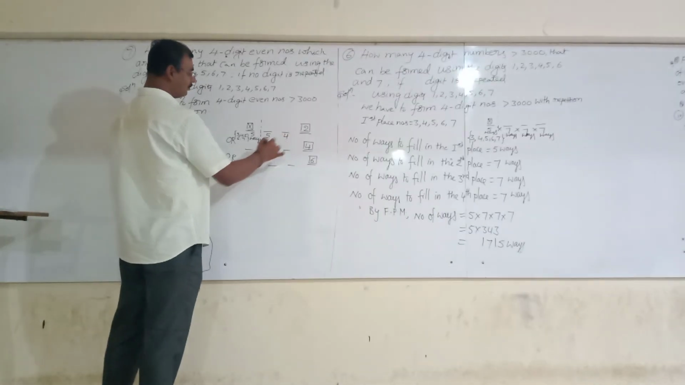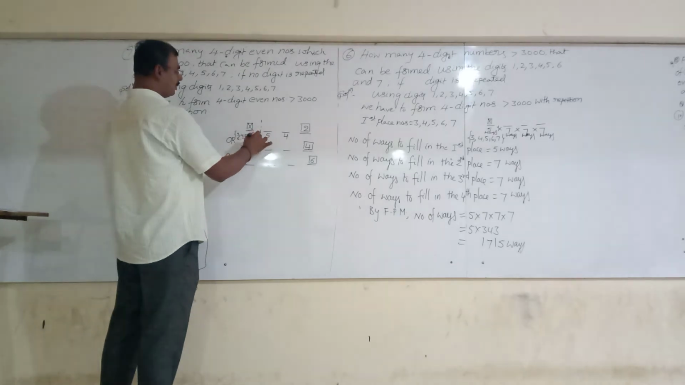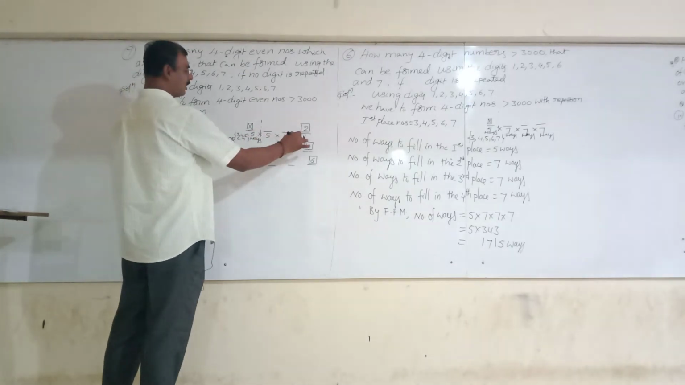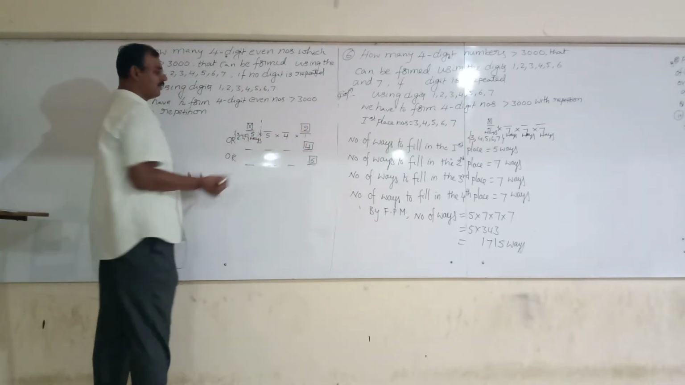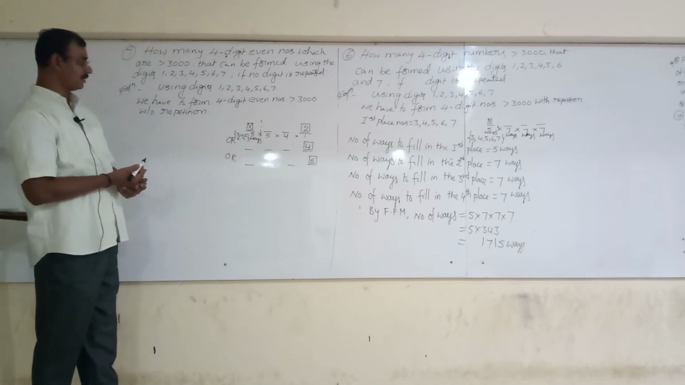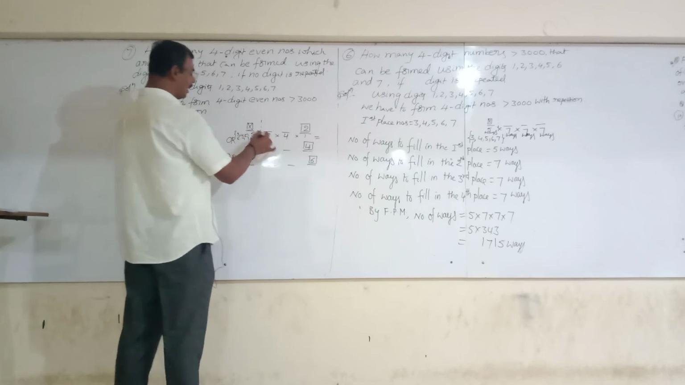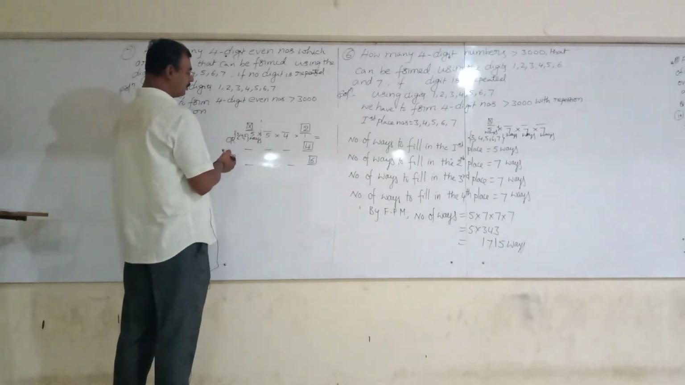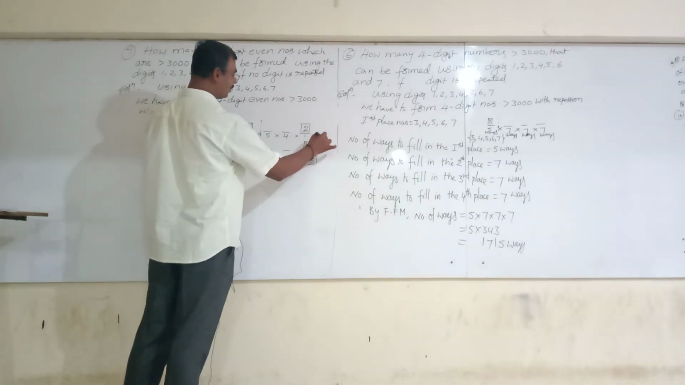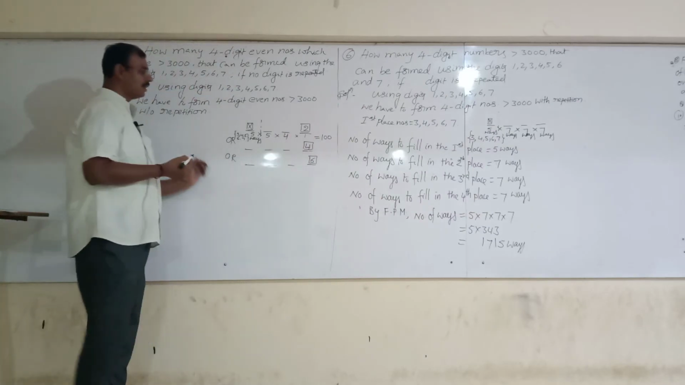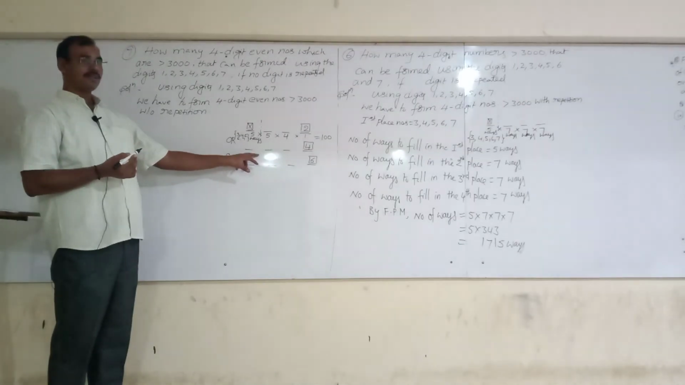Similarly, this can be done in 4 ways. So I use the multiplication rule. So 2 is filled in only 1 way, there is no other chance. So the total number of ways is 5 into 5, 25, 25 into 4, 100 ways. Okay? Will it be similar for the next case?